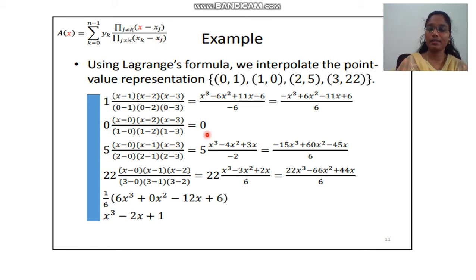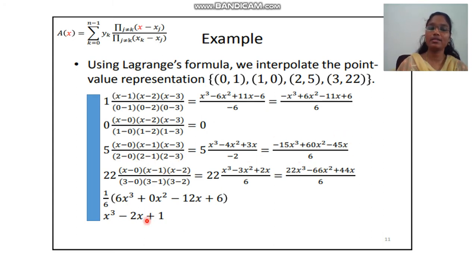So that gives us value 0. Similarly, we have to do it for y2 and y3. So y2 into, except x2 value, we have to calculate this: x minus 0, x minus 1, x minus 3. So no 2 value. So here in the denominator we have to take that x2 value: 2 minus xj value, where xj is 0, 1, 3. So 2 minus 0, 2 minus 1, 2 minus 3. So again we are getting it.